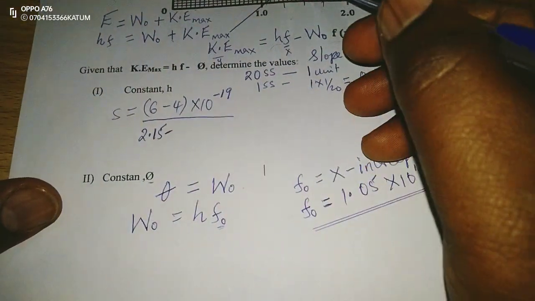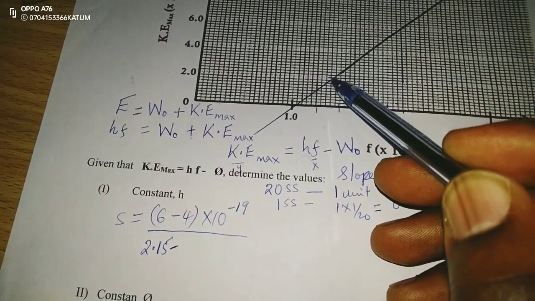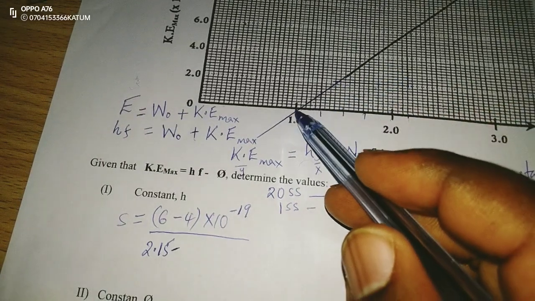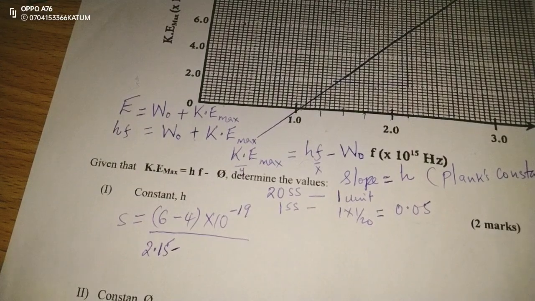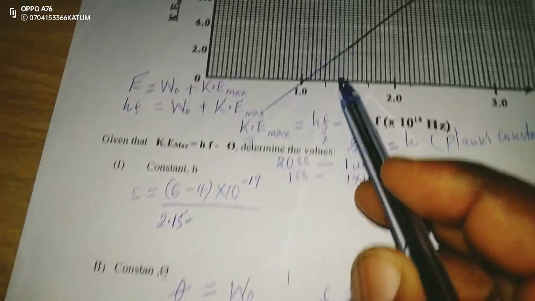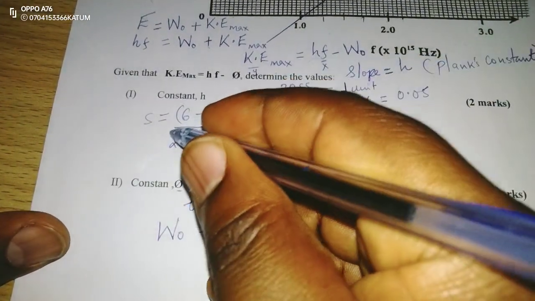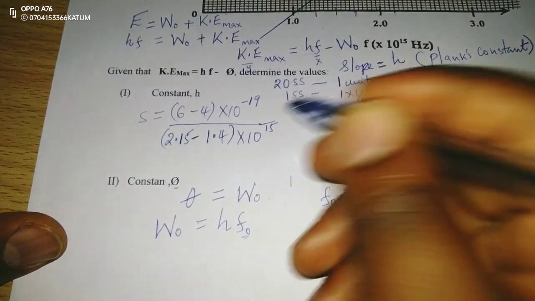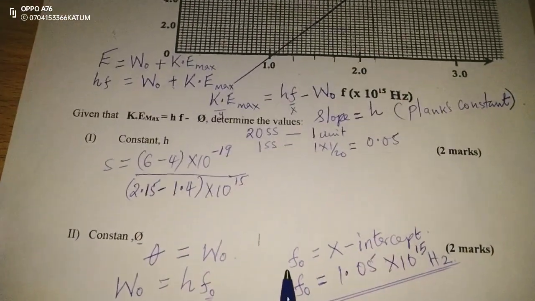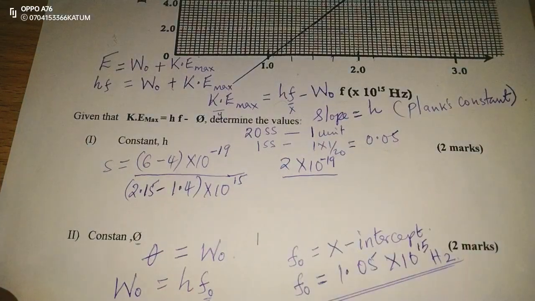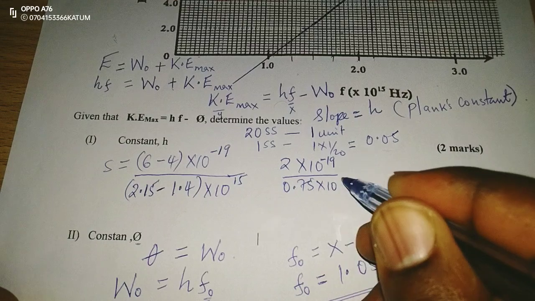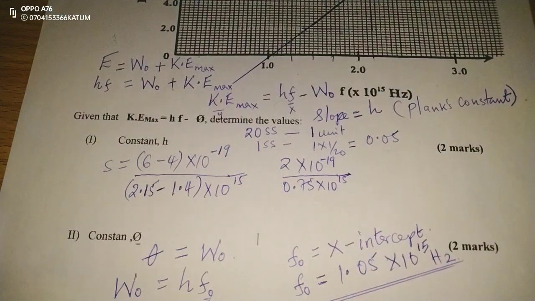minus, all the way from the other unit here is going to be, you see, after 1, we are having a 1, 2, 3, 4, 5, 6, 7, 8. So 8 multiplied by 0.05 divisions. We are having 0.4. Therefore, it's 1.4. This one is going to be multiplied by 10 raised to the power of 15. That is what we should remember to hold on to. This is going to be 2 times 10 power negative 19 divided by, when we take 2.15 and we subtract 1.4, I'm getting 0.75 multiplied by 10 to the power of 15.